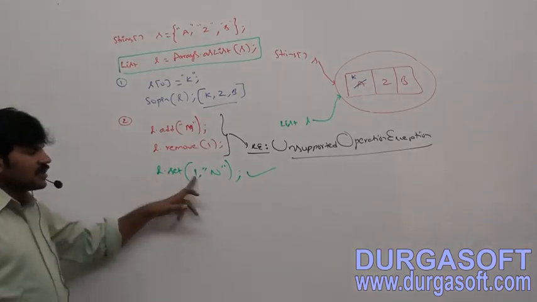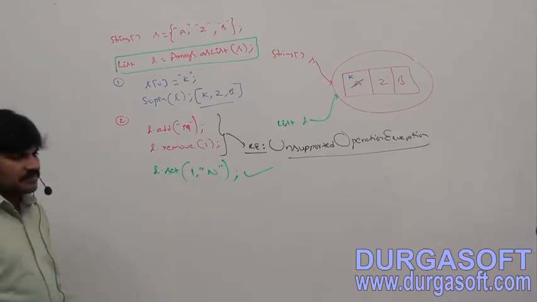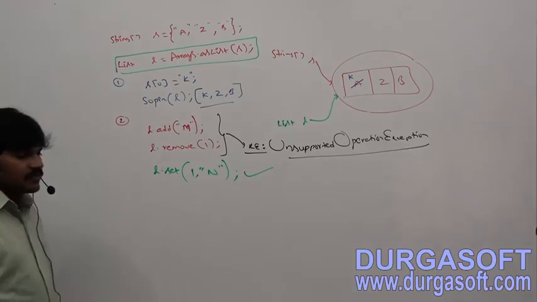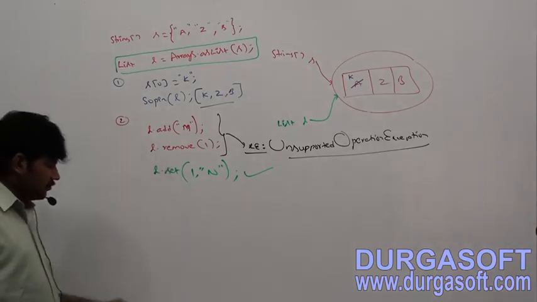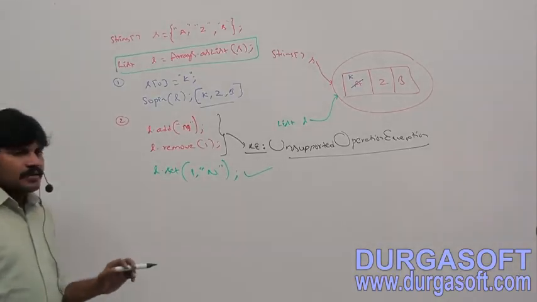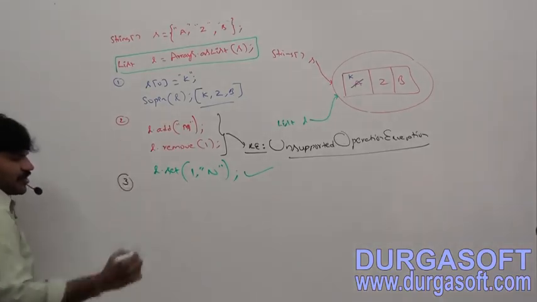But L.set(1, n), can you tell, is it valid or not? Perfectly valid, no problem at all. Okay, this is the second point. Next, the third point, the last point, of course.